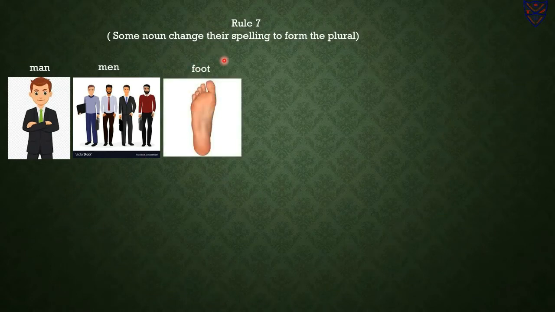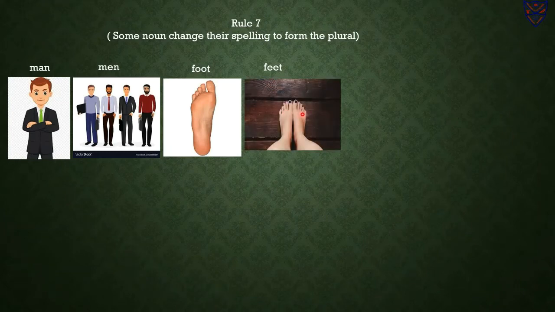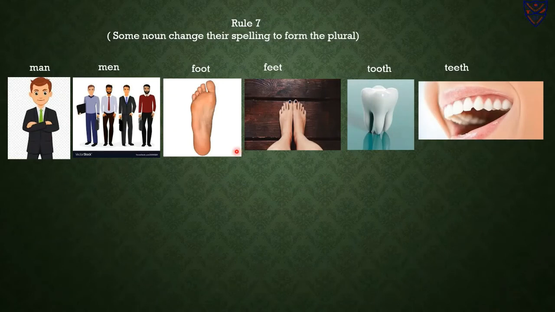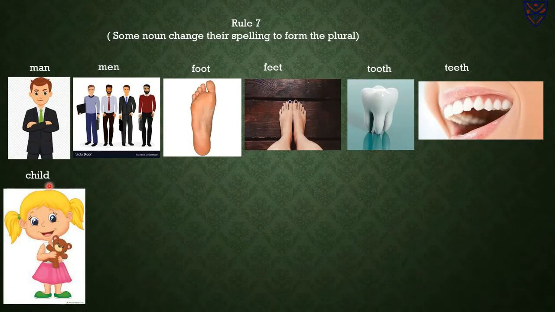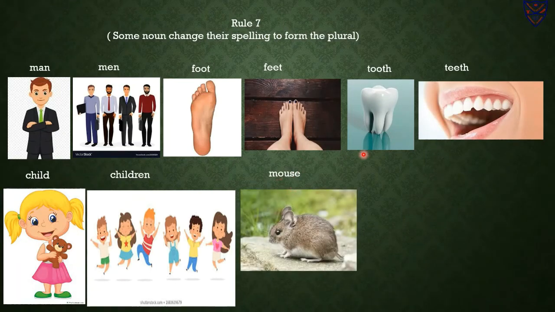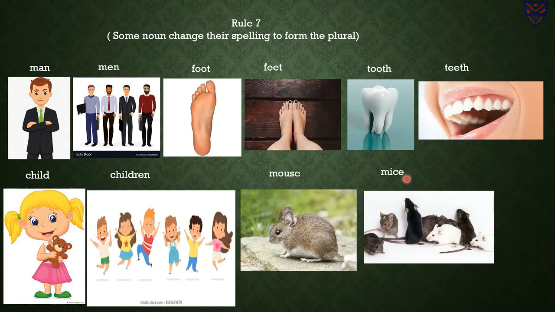Foot. You can see here foot. To convert this into plural, it will become feet. Spelling is totally changed. Tooth. Convert this tooth into plural. It will become teeth. Child. Convert this child into plural. It will become children. Mouse. Mouse will become mice. Okay, so some nouns change their spelling to form the plural. Okay.